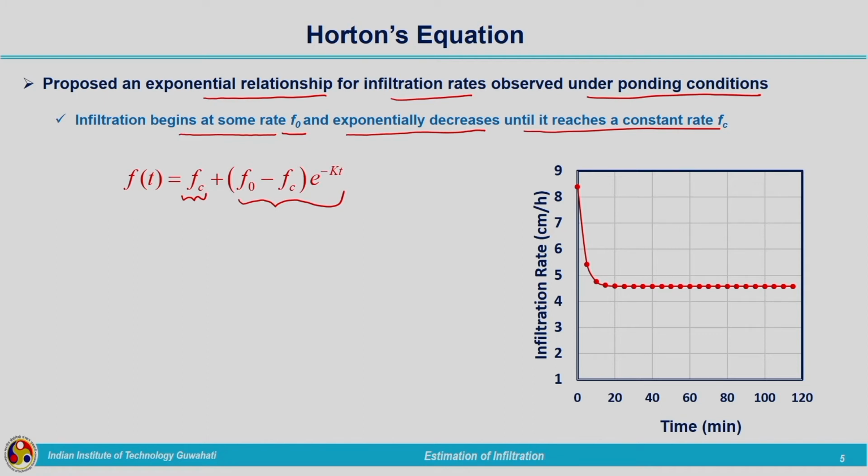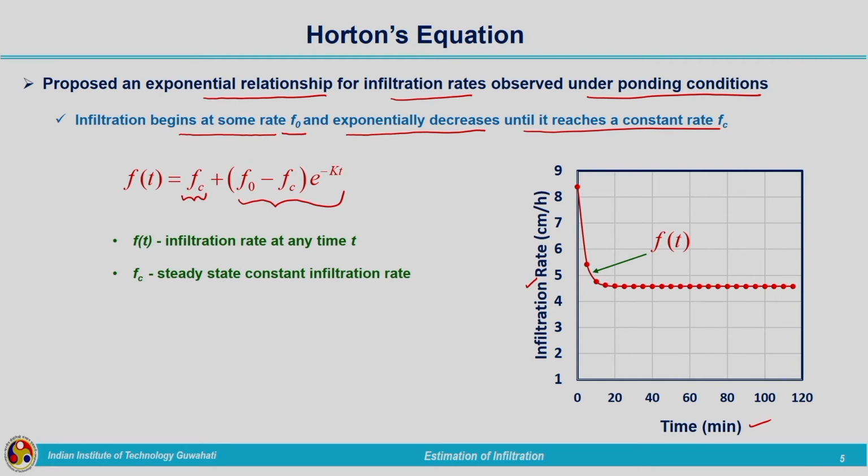Infiltration rate, if we are plotting infiltration rate along the y axis and time along the x axis, you will get an exponential curve, and in this f of t is the infiltration rate at any time t. As time changes, we will get the infiltration rate corresponding to that particular time if we are using the expression f of t, and f c is the steady state infiltration.